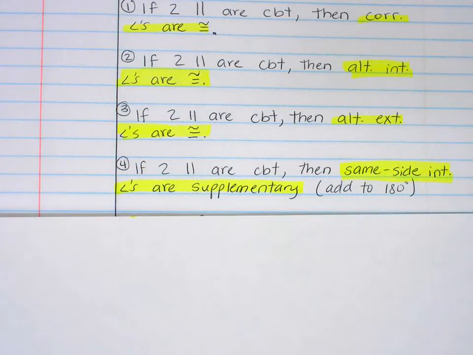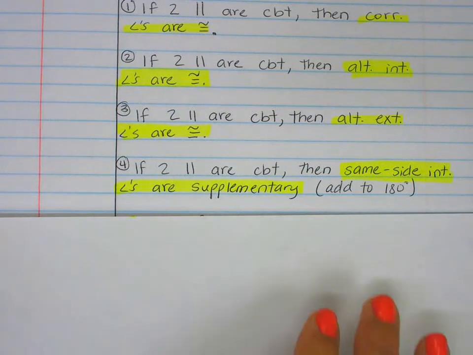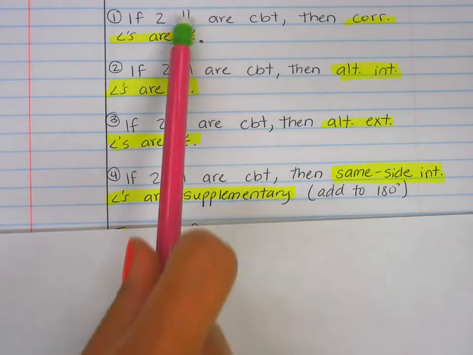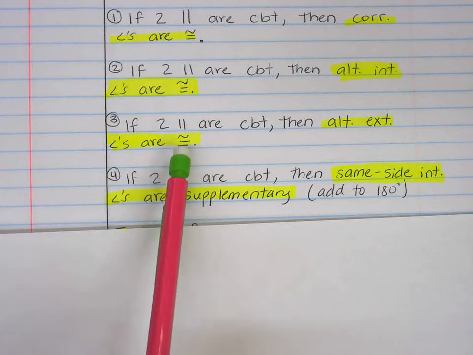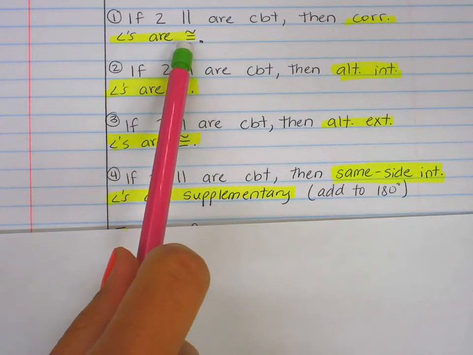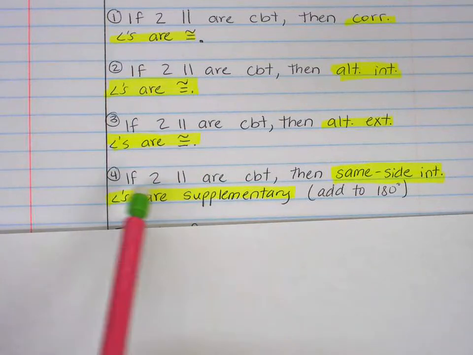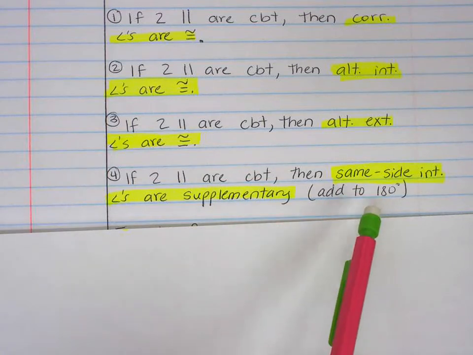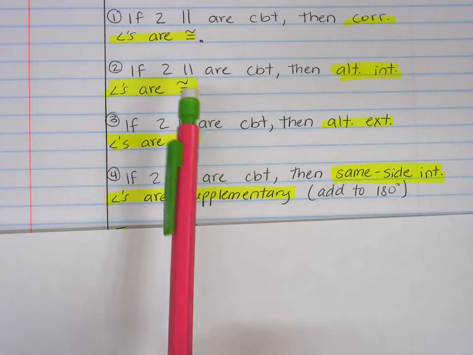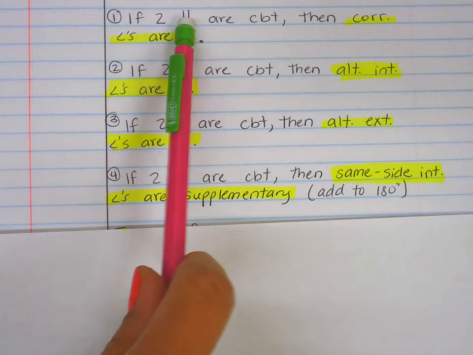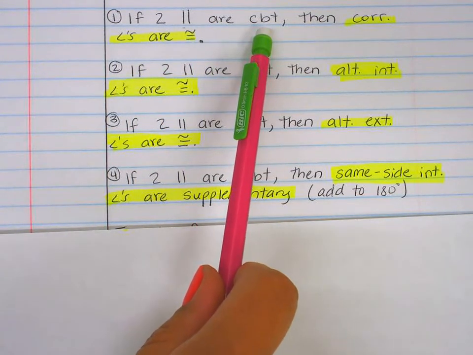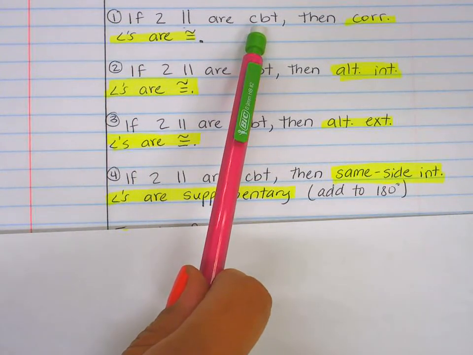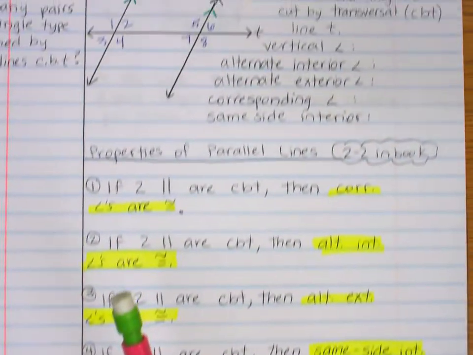So notice that this one, number 4, is different than the other ones because it has supplementary angles, whereas the 1, 2, and 3 properties all have congruent, congruent, congruent, which means that they have equal measure. On this fourth one, the two angles that are same side interior, they're supplementary, they add up to 180. So another thing I want you to notice is that all of these are saying if two parallel lines are cut by transversal. So in all of these, we are given that we do have parallel lines and that they are cut by a transversal, just like basically what we had in this warm-up problem.